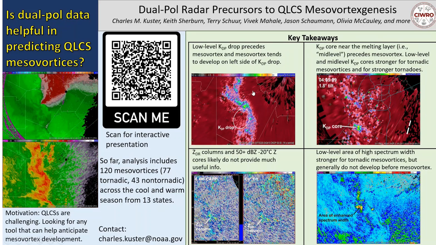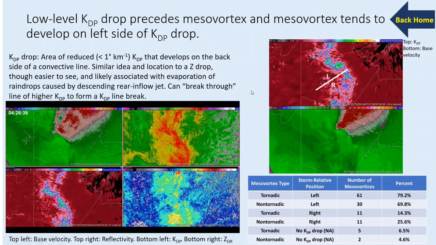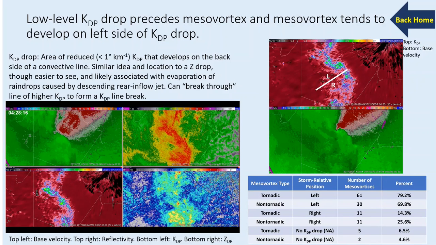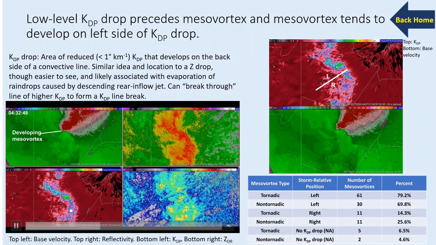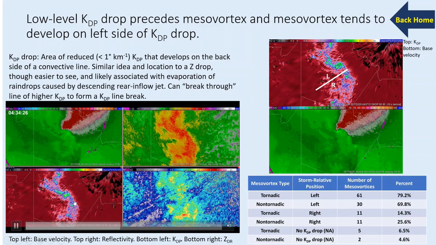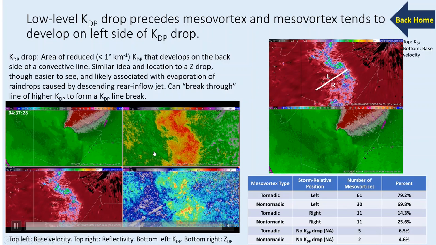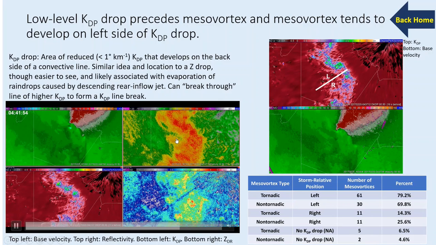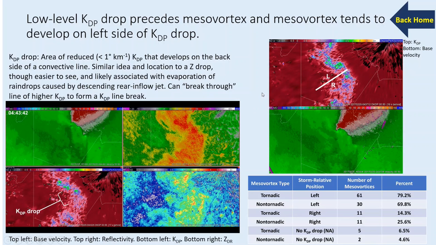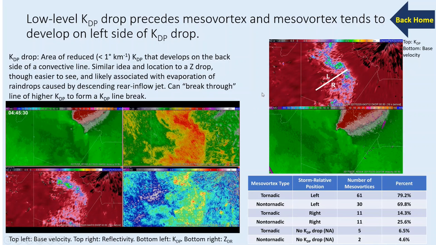So we're going to start off with a low-level signature that we see at 0.5 degree elevation angle called a KDP drop. And it's just an area of lower KDP that develops on the backside of the main convective line. It's similar in its idea and location to the Z-drop within the 3 ingredients method framework, but it might be a little bit easier to see and use in real-time operations.